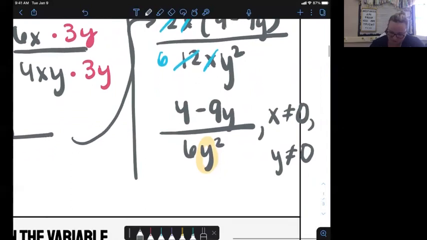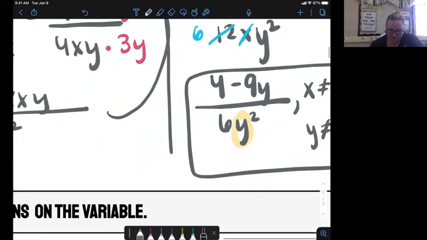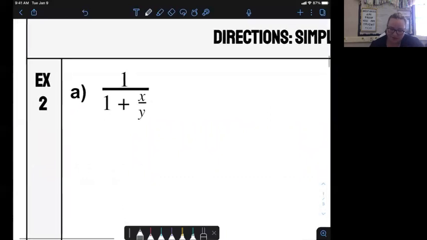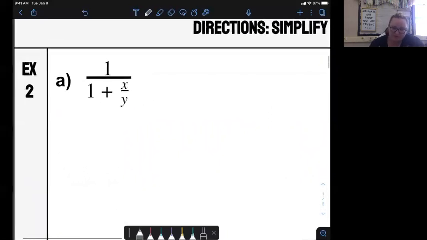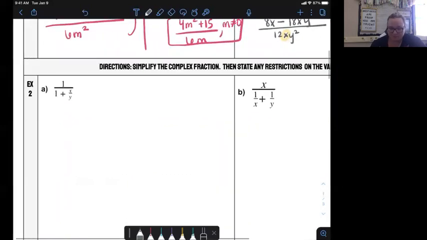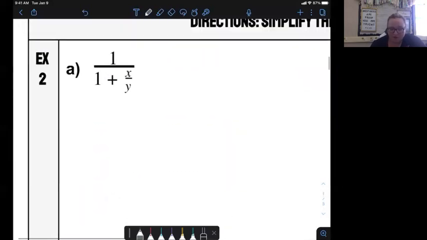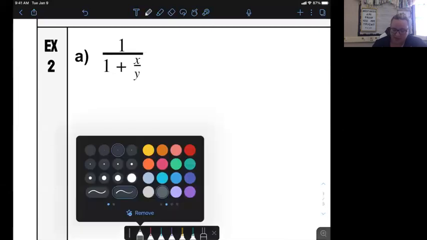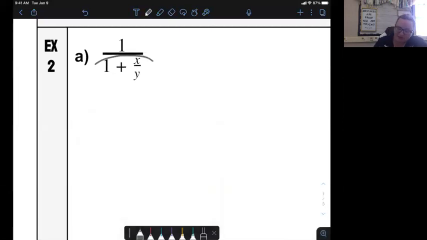All right, there we go. Now let's look at a complex fraction. So example 2, part A. Our directions are that we need to simplify the complex fraction, then state any restrictions on the variable. So for our complex fraction, we have 1 over 1 plus x over y. So the reason why this is called a complex fraction is because you have a fraction that has fractions in the denominator or in the numerator that are being added or subtracted. So it's a complicated fraction.